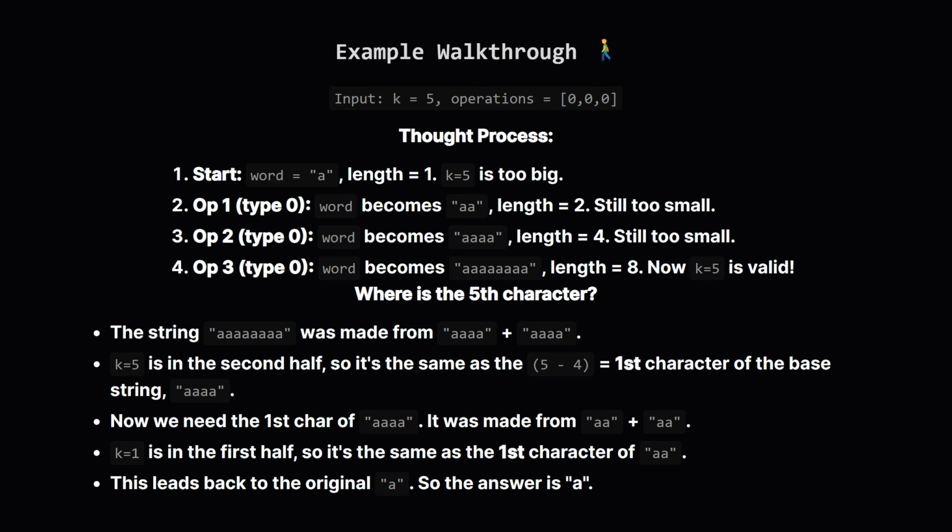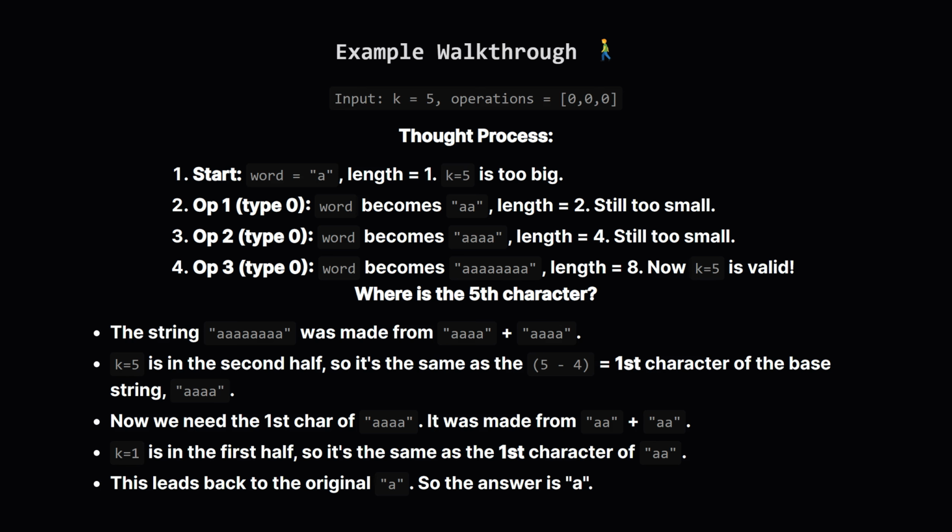So we do the first operation. A becomes AA. The length is now 2. Still not big enough. We do the next operation. AA becomes AAAA. Length 4. Still not there. Finally, the third operation turns AAAA into AAAAAAAA. Now the length is 8, and our index, 5, is valid. But what character is it?